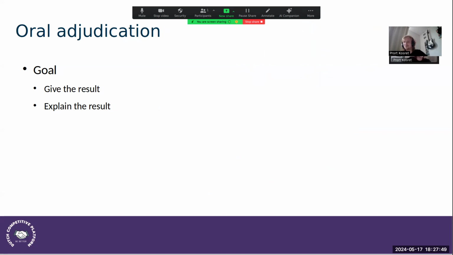But the other thing is also explain the result. So make sure people are convinced. And this is oftentimes how you get good feedback as a chair from teams, is that the oral adjudication not only gives them the results that they understand, but also gives them an understanding of the debate, of where they can improve, what they did well, and all this stuff.